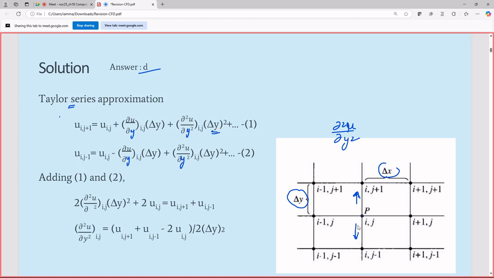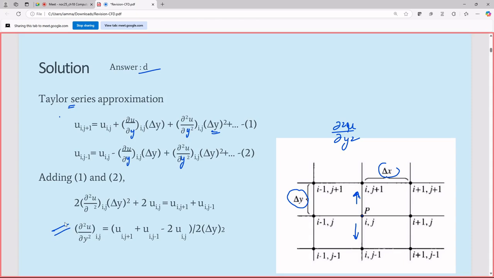And again, if you are moving towards the bottom direction or downward direction, then the equation will be u(i, j-1), which can be written in terms of u(i,j) as u(i,j) minus ∂u/∂y at ij into Δy plus ∂²u/∂y² at ij into Δy² plus etc. And if you add these two equations, we will get ∂²u/∂y², which is u(i, j+1) plus u(i, j-1) minus 2 times u at ij, divided by 2 times Δy².